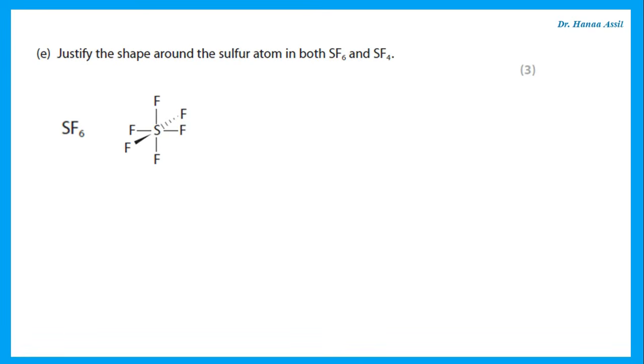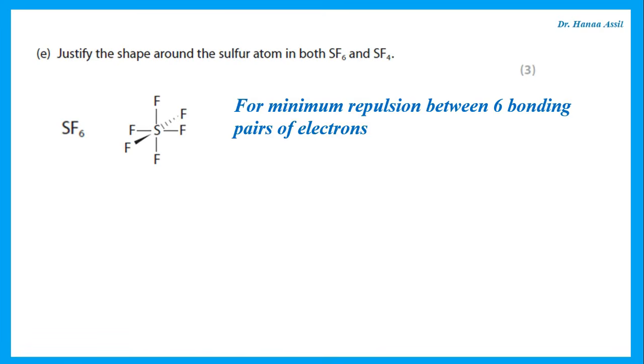SF6, we said it's like this. This is called octahedral. Why is it like this? Again, we said for minimum repulsion between 6 bonding pairs of electrons. What about the shape of SF4? We said SF4, it has 4 bonds, but it also has a lone pair of electrons. So it has to be what we call trigonal bipyramid.